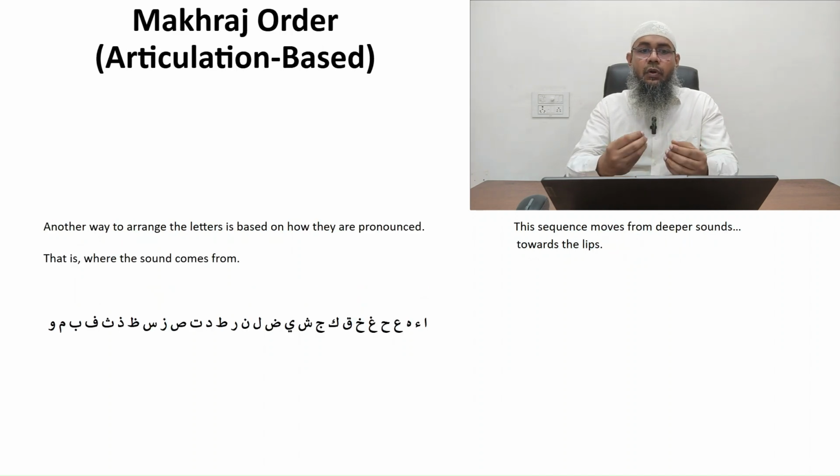People also use what is referred to as the makhraj order. It is articulation based, meaning pronunciation, enunciation, diction based. So another way to arrange the letters is based on how they are pronounced. That is where the sound comes from. Again, you can see on the screen the same letters arranged in the makhraj order, in this specific order. This sequence moves from deeper sounds towards the lips.